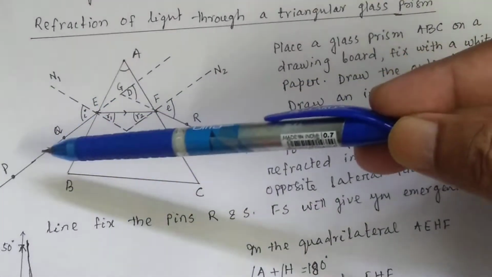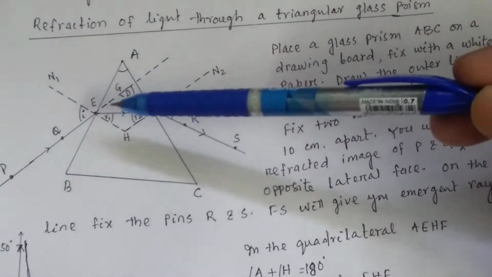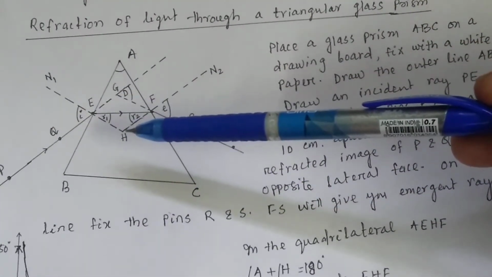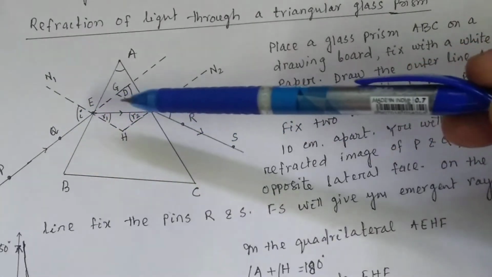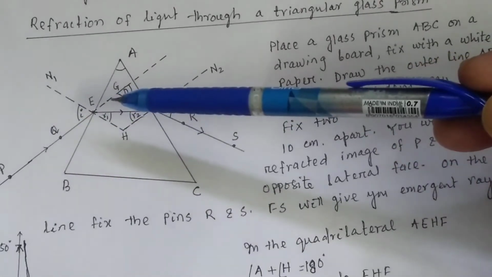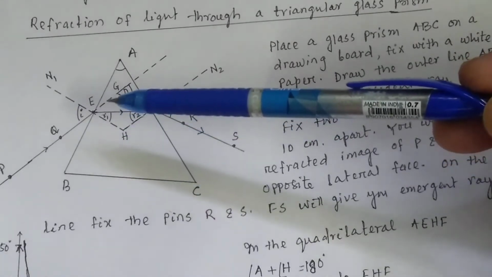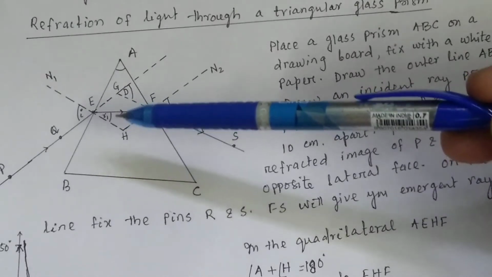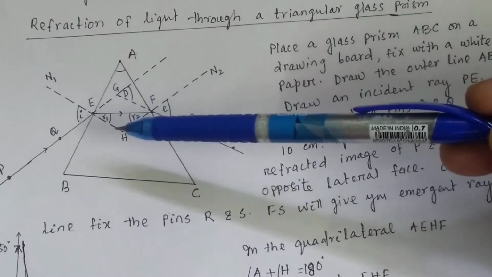Okay, so the direction of the incident ray is in this direction. If you draw a normal, N1 is the normal, and light is traveling from air to glass, rarer medium to denser medium. So it will bend towards the normal. You see, light is bending towards the normal. So for this refracting surface, light will bend towards the normal.